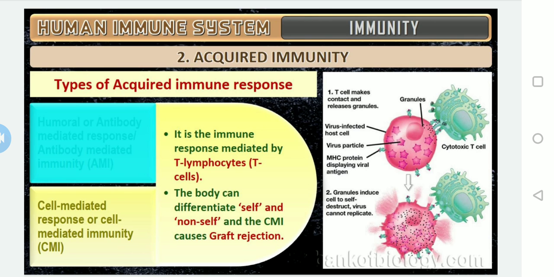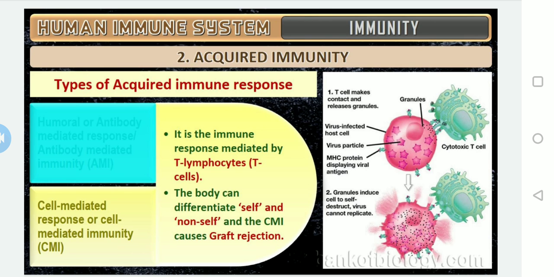Okay, the body can differentiate self and non-self, and that is what I said, CMI, cell mediated immunity, causes the graft rejection. So even though they perform a successful operation, the patient may not be able to survive. Okay, just observe the slide, the right side, whatever they have given, how it functions. The T cell makes contact and releases the granules.